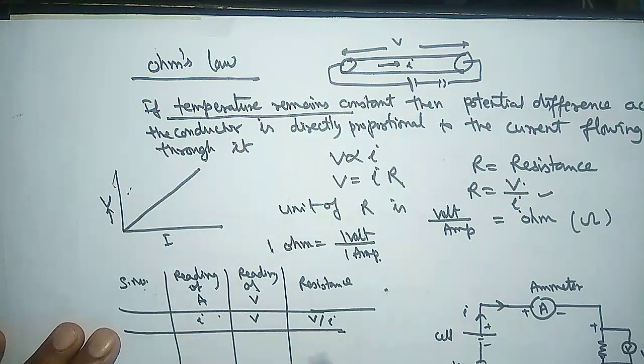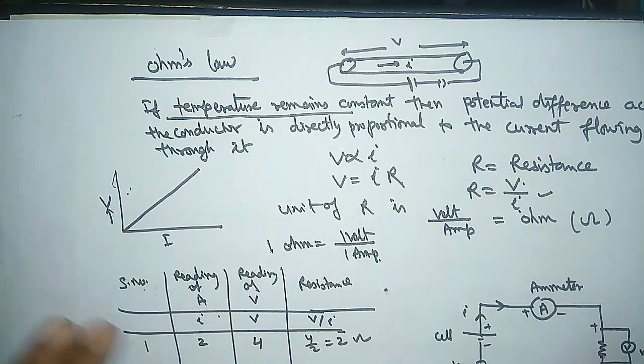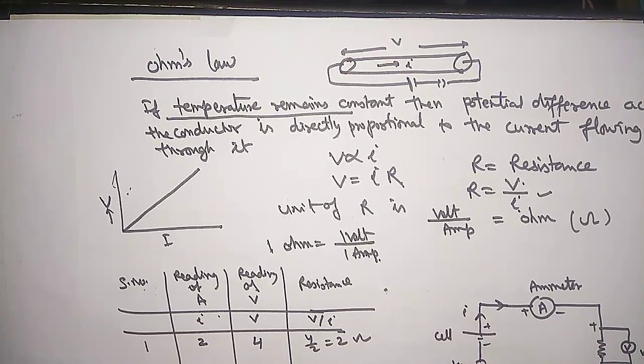So V upon I. Suppose we take the first observation: I is 2 ampere and V is 4 volt. So 4 upon 2, that is 2 ohm, is the resistance. Next, we use a rheostat also to change the amount of current in the circuit. I am making a variable resistor like this. Here it is the rheostat.